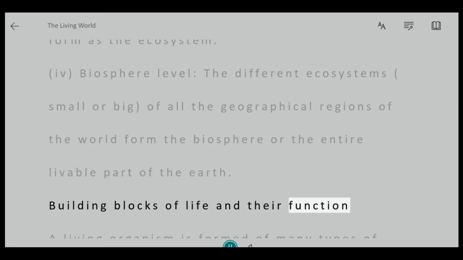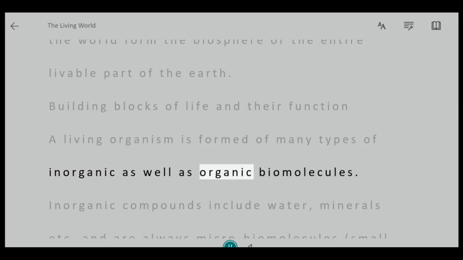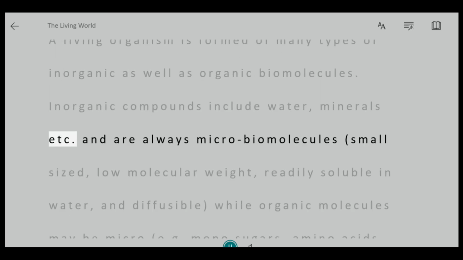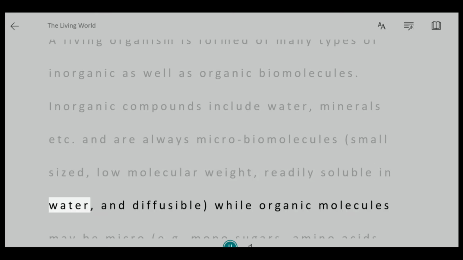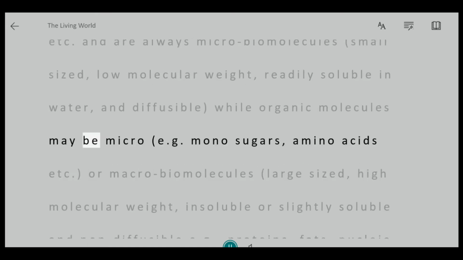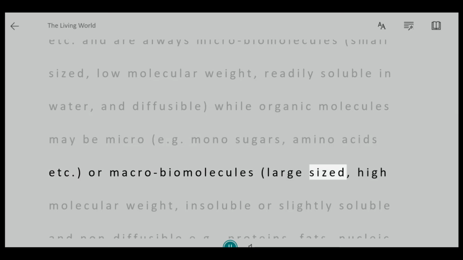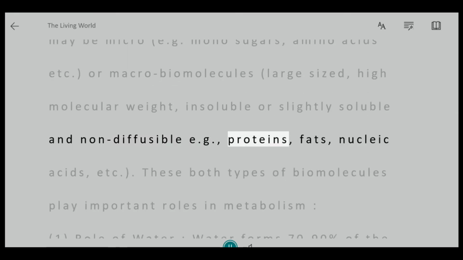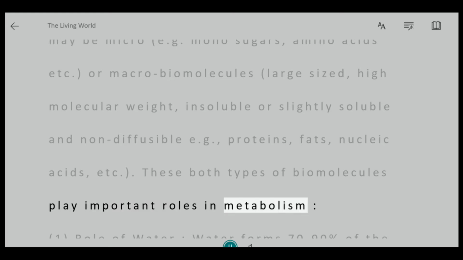Building blocks of life and their function. A living organism is formed of many types of inorganic as well as organic biomolecules. Inorganic compounds include water, minerals etc., and are always micro biomolecules, small-sized, low molecular weight, readily soluble in water, and diffusible, while organic molecules may be micro, e.g. monosugars, amino acids etc., or macro biomolecules, large-sized, high molecular weight, insoluble or slightly soluble and non-diffusible, example, proteins, fats, nucleic acids, etc. These both types of biomolecules play important roles in metabolism.